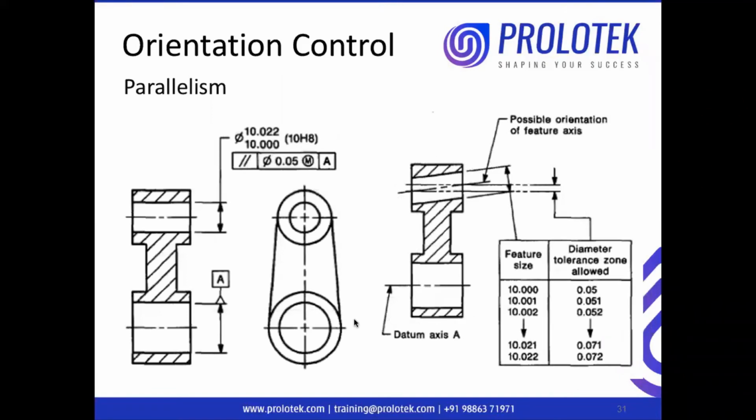This is an example where we want to control the axis of one hole and the axis of another hole which are parallel to each other. Again, as I said for perpendicularity, since we are controlling the axis, we can give modifiers to get flexibility. This is about orientation controls, anything related to angle.